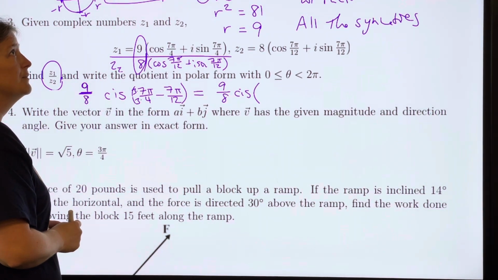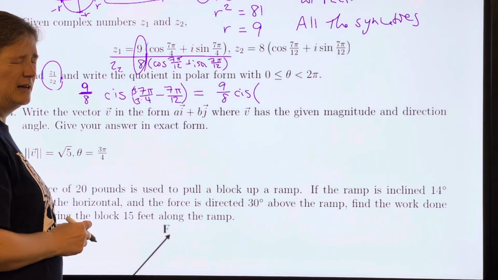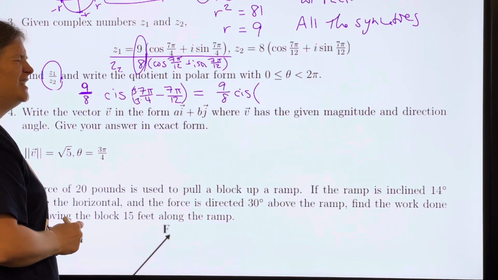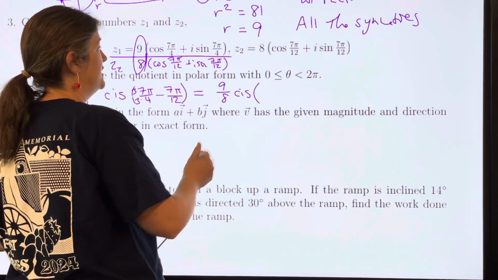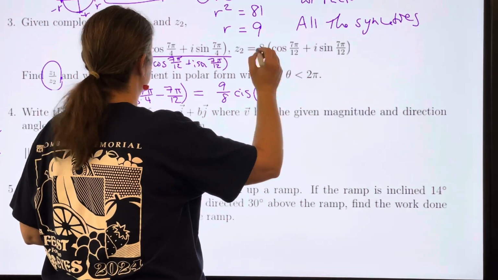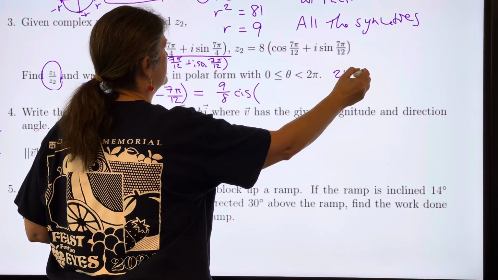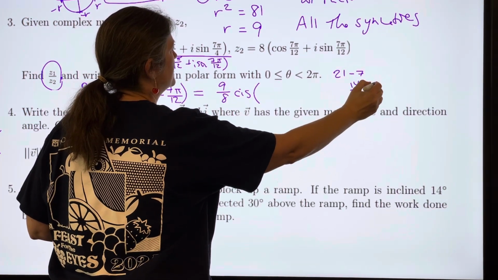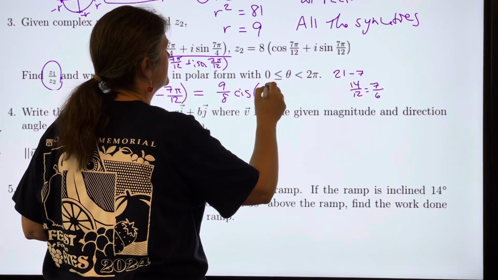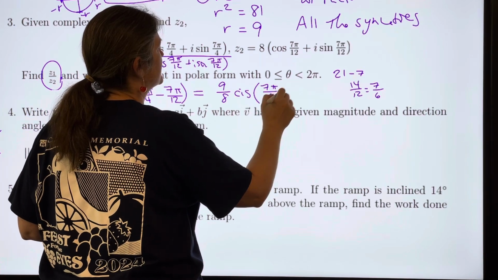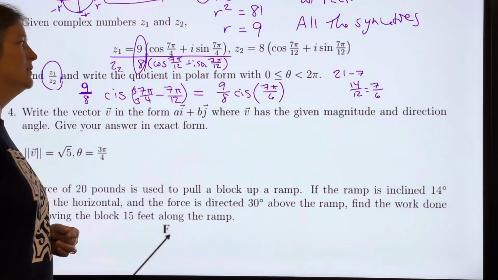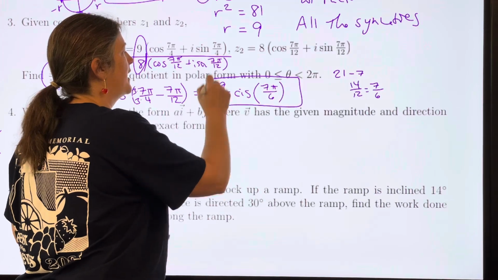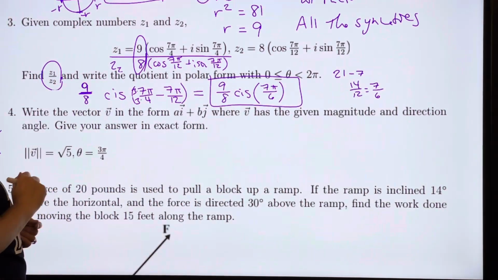Oh gosh, 21 minus 7. Okay, minus 6 would be 15, so 14. 14 pi over 12, 21 minus 7, yes, is 14 over 12, which simplifies to 7 over 6. So 7 pi over 6 is my landing angle. And this is, in fact, z1 divided by z2.